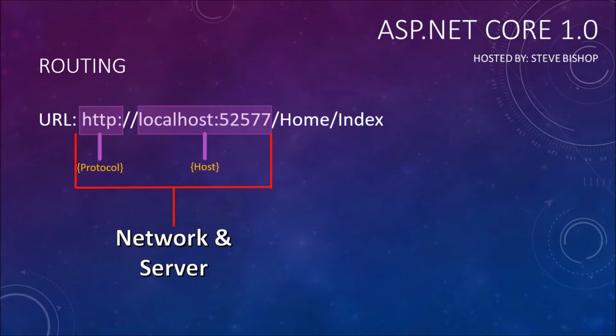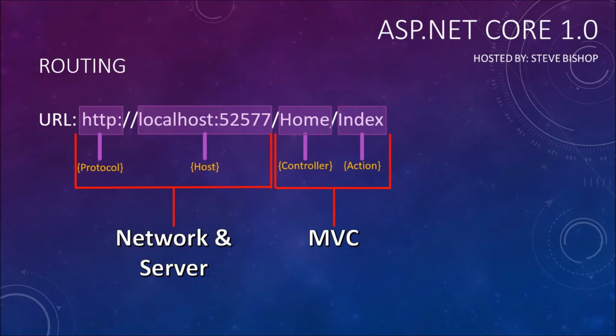After our protocol and host, we have a / and then home. And the home part of this is in reference to our controller, or the user wants to go to the home controller. And then on the home controller, we're looking for the index action. Now, MVC is managing this particular part of the request, the controller and action section. But how does MVC know where to send this request based upon the user's controller and action request? Well, that would be through a routing template.